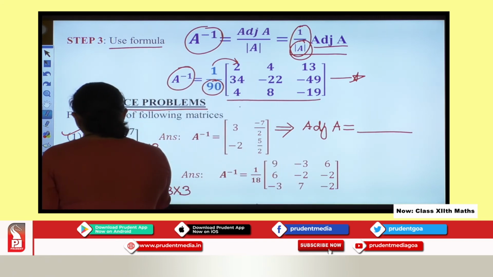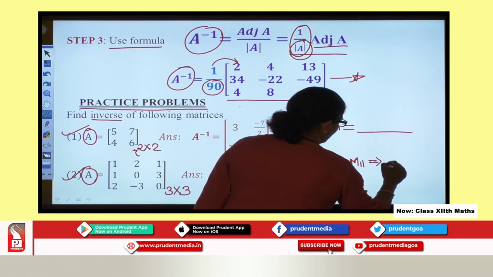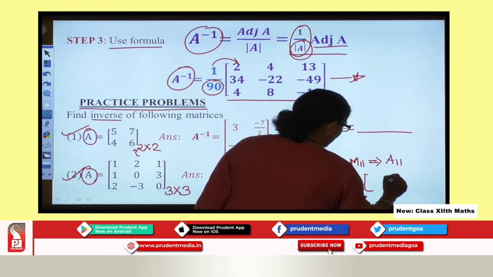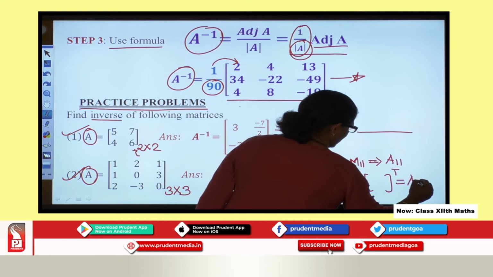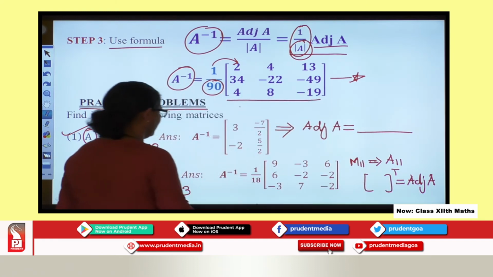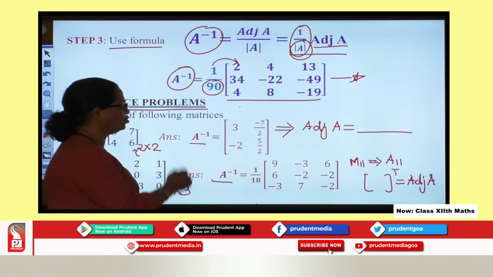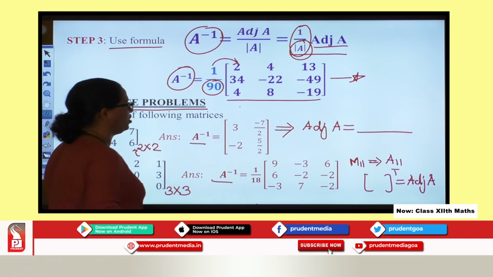But when you talk about the second problem, yes, you need to find minors, then find the corresponding cofactors, and then take the transpose of all those to get the adjoint of the given matrix A. Then you can find A inverse. The answers are given to you, so you can practice those and check your answers.